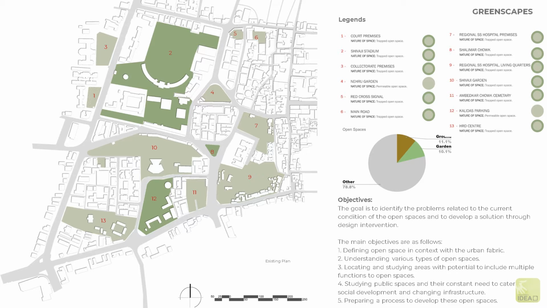The open spaces in consideration are the land in front of the court premises, the Shivaji Stadium, the land in front of the collectorate, Nehru Garden, Red Cross Signal, Main Road area, Regional Super Specialty Hospital premises, the Shalimar Chowk, Shivaji Garden, Ambedkar Chowk Cemetery, Kalidas Parking, the HRD Center.